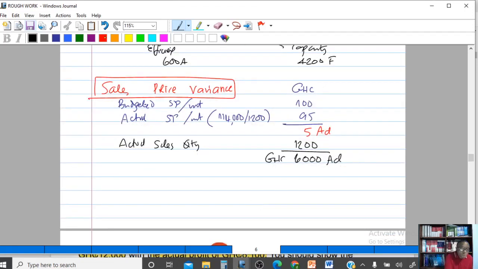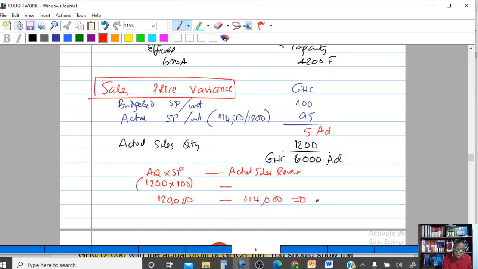One could have done the same thing: we sold 1,200, this is the actual quantity, we ought to have sold it at a selling price of 100 each. Don't forget that would have given us 120,000, but then actual sales revenue came to 114,000, and that falls short by 6,000, and so that explains that.